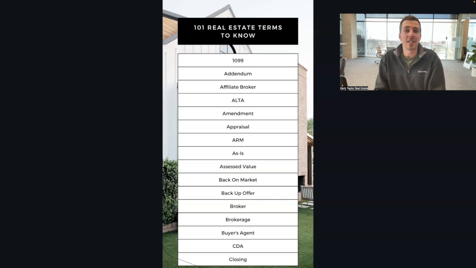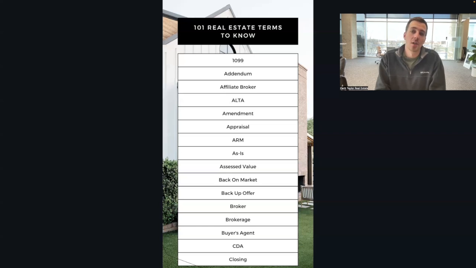Brokerage. That is the company that you choose to hang your real estate license with. In the state of Tennessee, as an affiliate broker, you have to hang your license under a brokerage. Basically, they're going to help monitor your transactions, make sure you're legally compliant with different stuff, and train you up. So that's the brokerage. Buyer's agent, you represent the buyer.